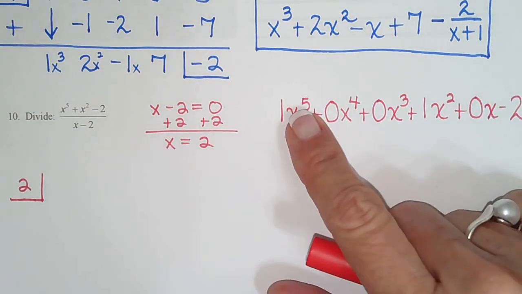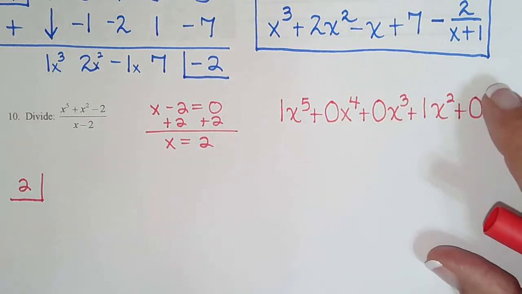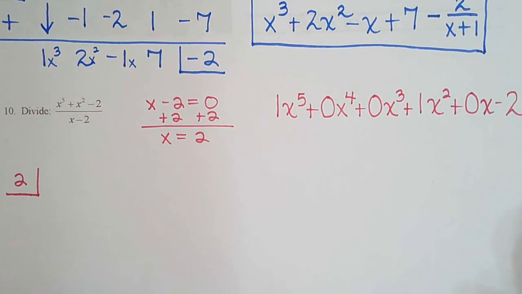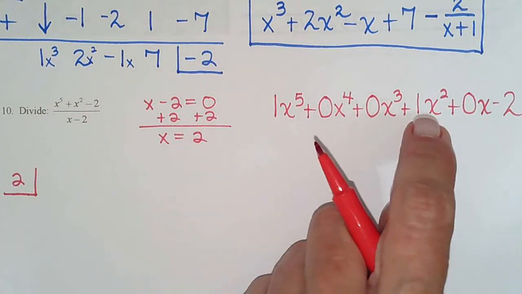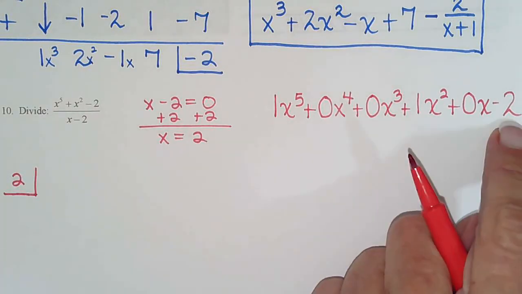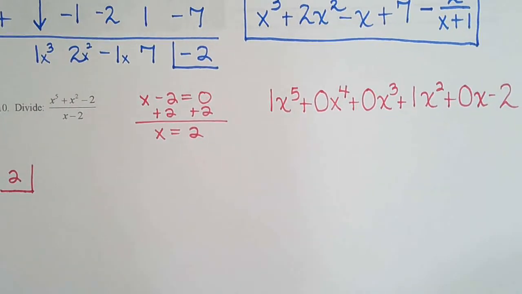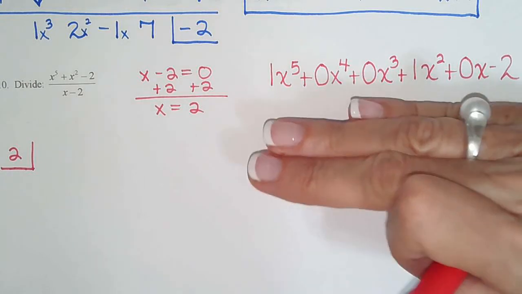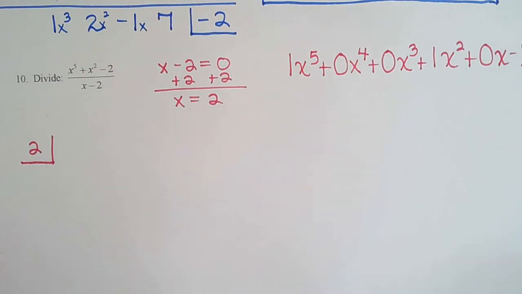So let's see, 5, 4, 3, 2, 1, no x. Now we have all the missing terms accounted for, and we still have our x to the fifth, we still have our plus x squared, we still have our minus 2, but everything else is filled in with zeros. Do you know how easy it would be to miss that if you didn't do this step? So I would definitely make sure you do that step. Now transfer your coefficients over.